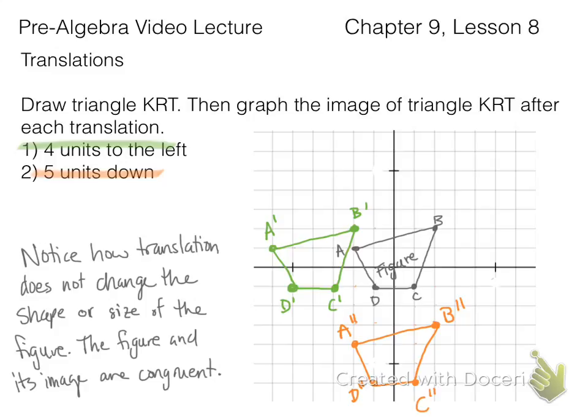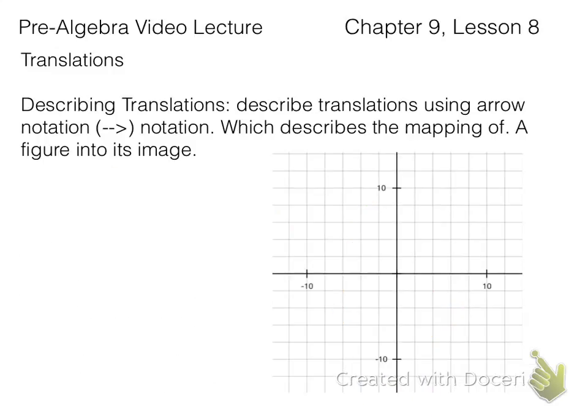The figure and its image are congruent. All right, and again, it's a little sloppy, but you can tell that they're roughly the same shape and size. Pretty cool, huh? Okay, alrighty.